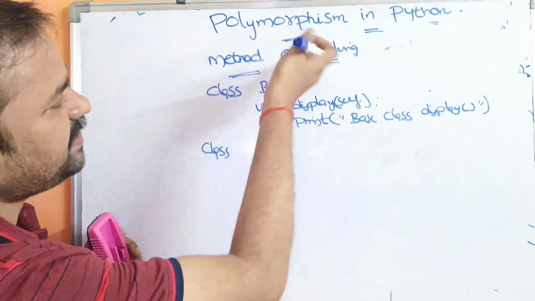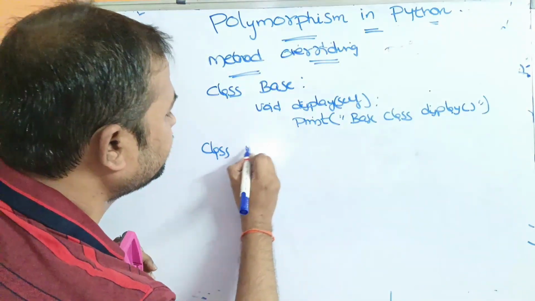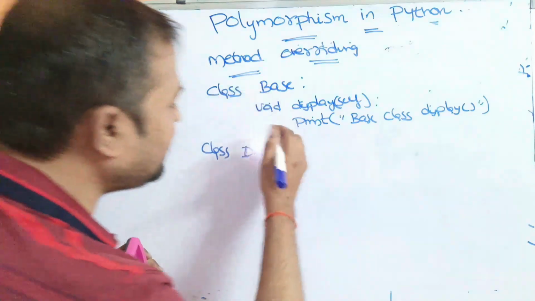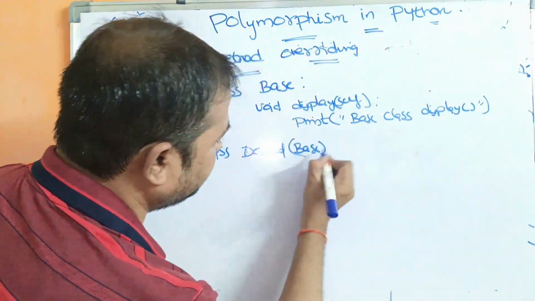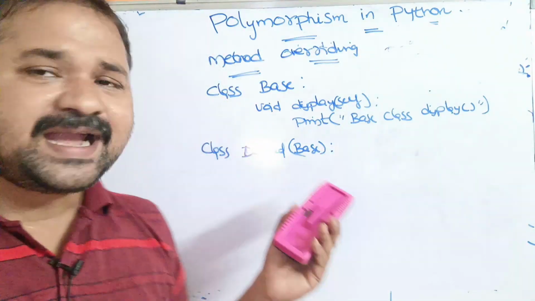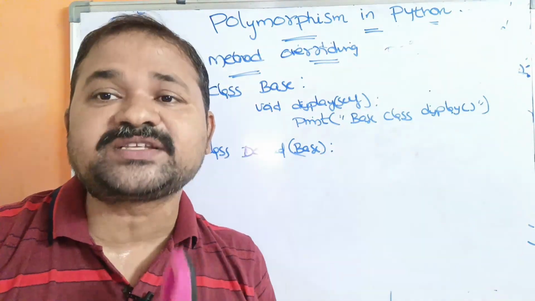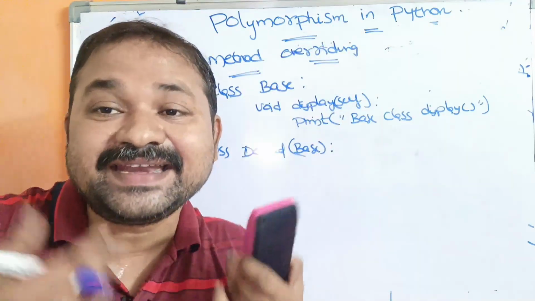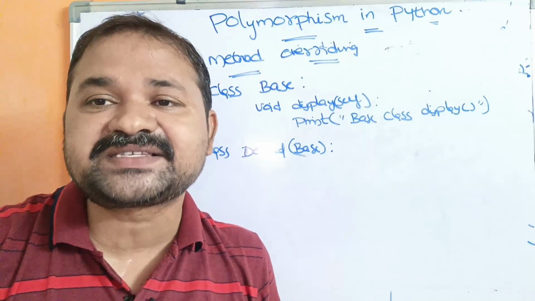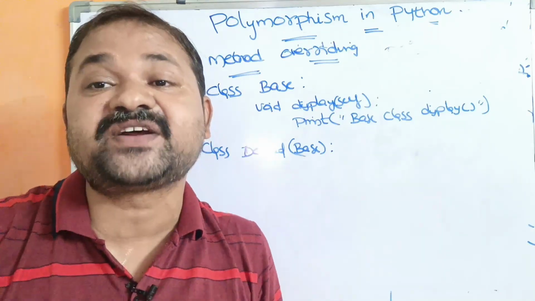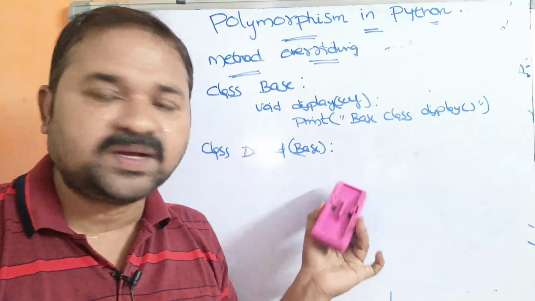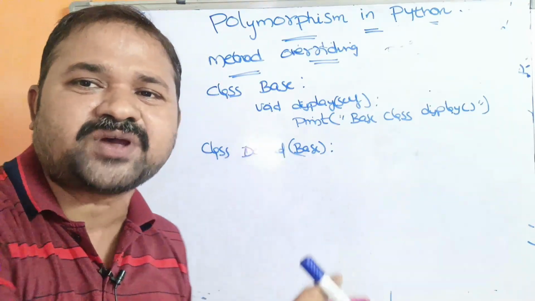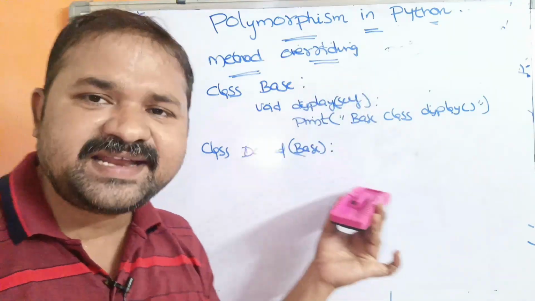Now we need to implement inheritance. Why? Because we have to implement method overriding. So let us have the derived class: class derived of base class, so the derived class is derived from the base class. But let us assume that the derived class is not satisfied with the base class method definition. Then the derived class can redefine the method and provide its own implementation. So whenever we use inheritance, we can use all the members of the base class in the derived class also.